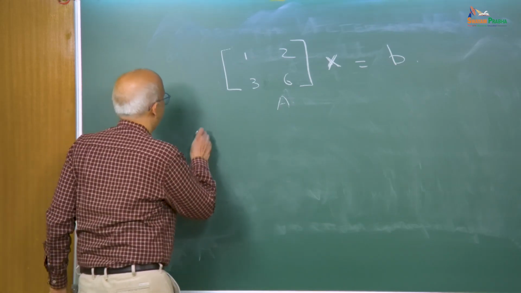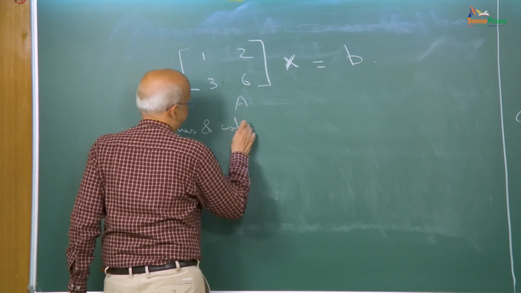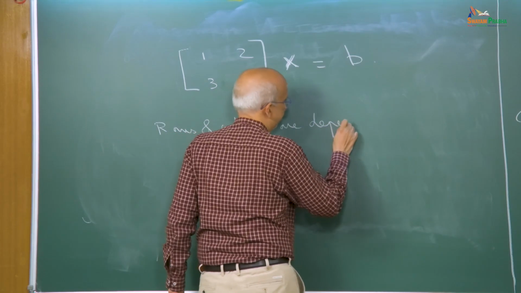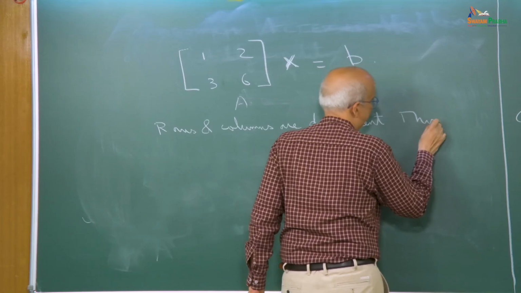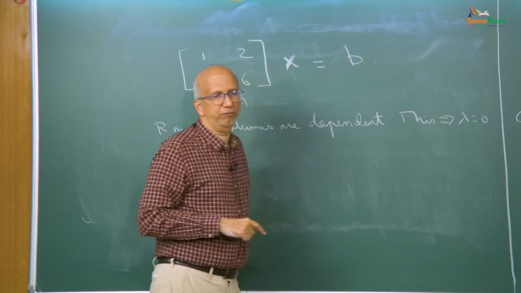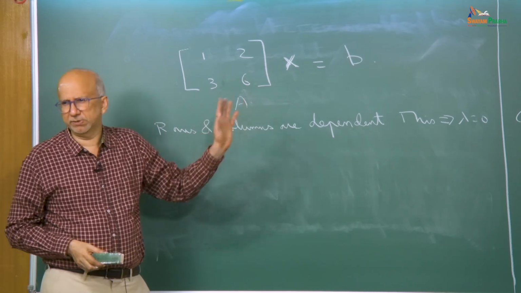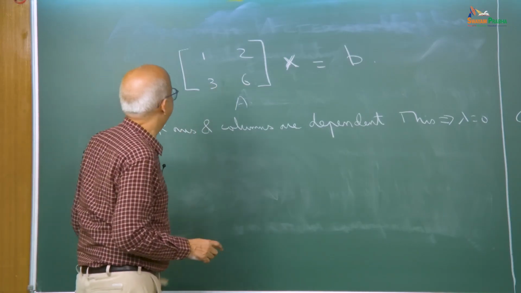So, basically the rows and columns are dependent. This implies lambda equal to 0. I am just illustrating for a 2 by 2 case, but if you have 3, same thing, one of the rows and columns is dependent, sorry. So, let us find the eigenvalues of this.